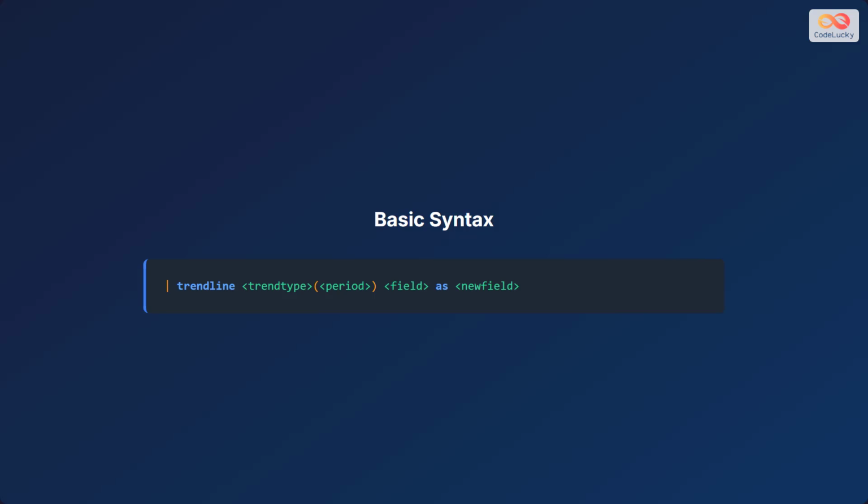The basic syntax of the Trendline command starts with a vertical bar followed by trendline. You specify the trend type in parentheses, the period, the data field to analyze, and the name of the new field where the calculated trend line will be stored.